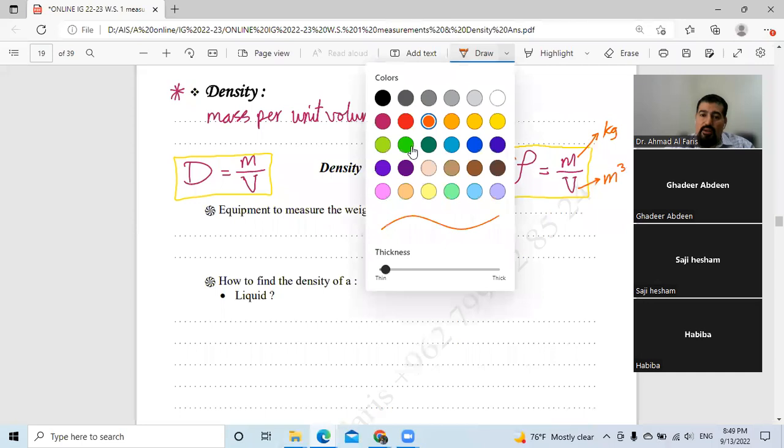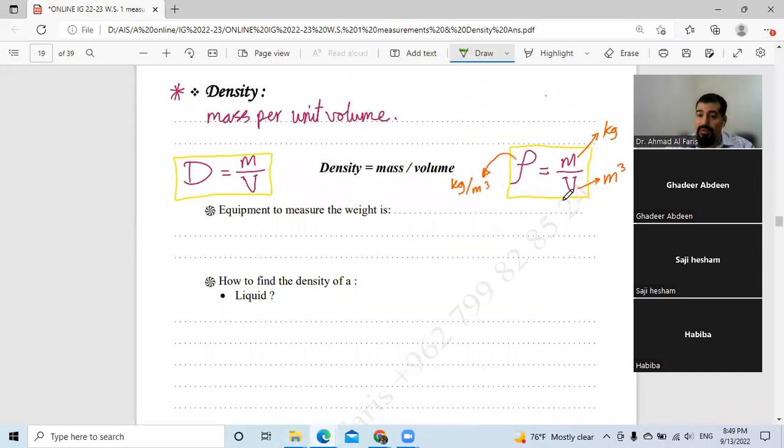Okay, good. Is there another unit for mass, volume and density? Yes, we have. The unit of mass can be in grams, and the unit of volume can be in cubic centimeter. So that means the unit of density can be grams per centimeter cube.